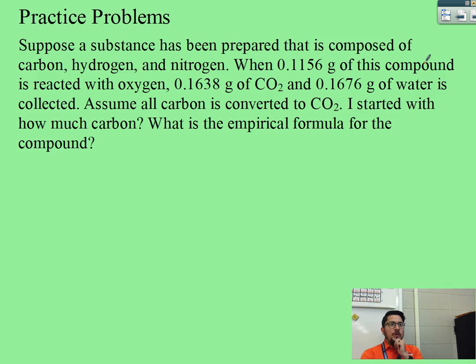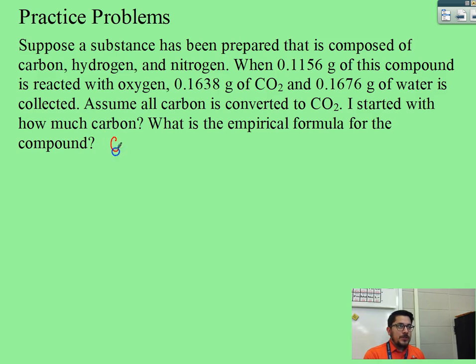When 0.1156 grams of this compound, that has those 3 elements, is reacted with oxygen, I get 0.1638 grams of CO2, and 0.1676 grams of water is collected. Assume all carbon is converted to CO2. I started with how much carbon, and what is the empirical formula of the compound? This is a very complex problem, but it is the same problem that we've been doing.